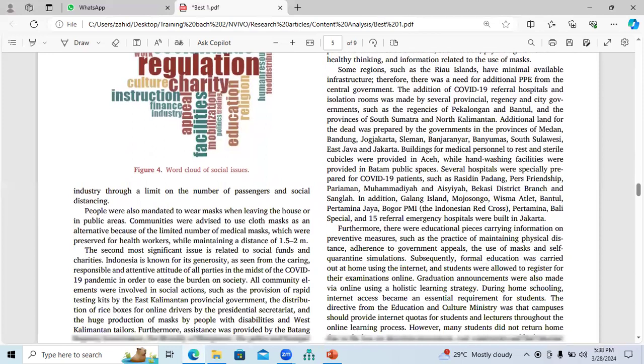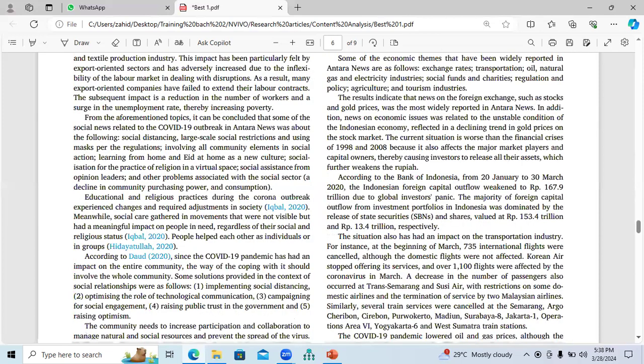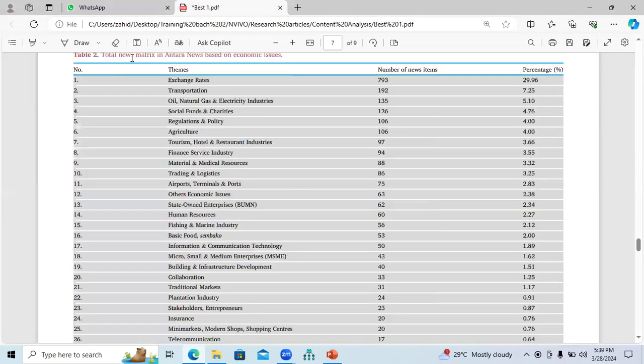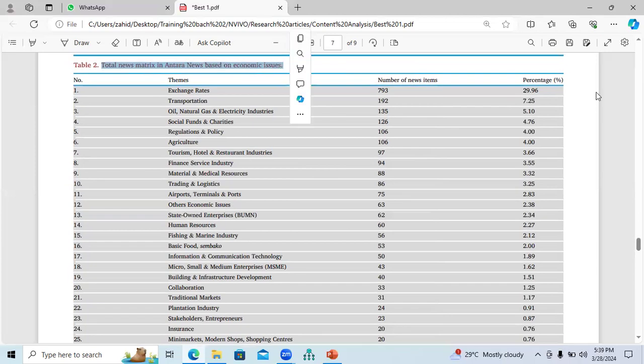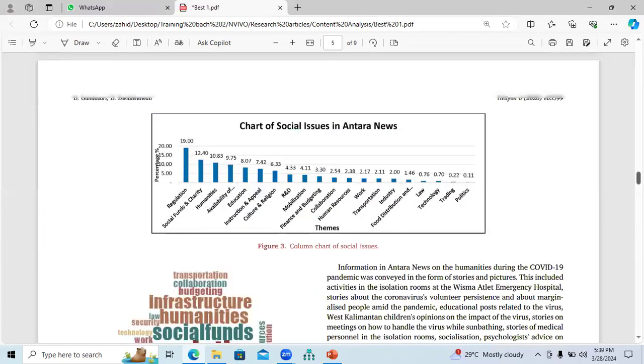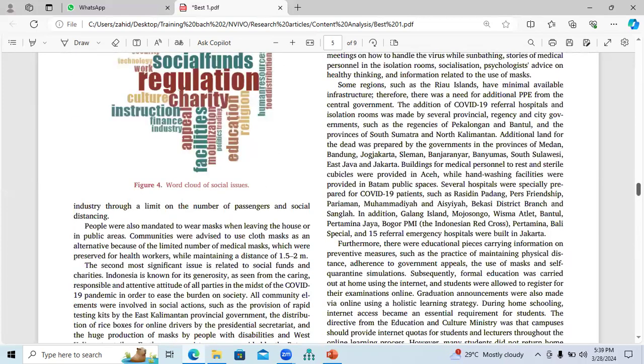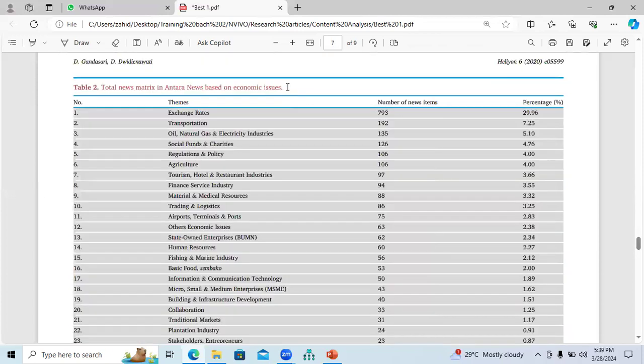So this is a word cloud they have created using NVIVO. I will let you know how this word cloud is created. This is the total news matrix in Antara News based on economic issues. So the previous one was basically the social issues. These are social issues, so they have identified some themes relevant to social issues. And these are basically economic issues which were discussed on these TV channels.